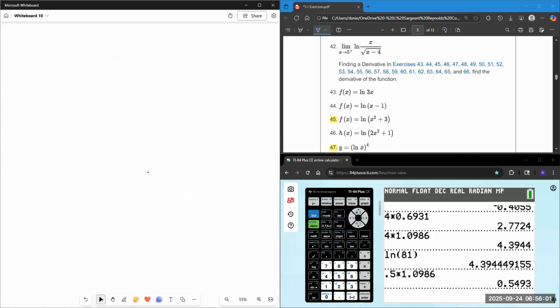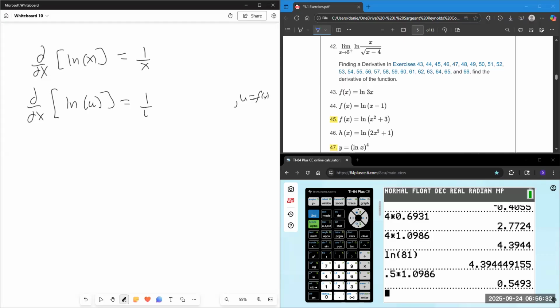Find the derivative of the function. Okay, so we have the derivative with respect to x of ln of x. That's going to be 1 over x. Let's throw in our chain rule since we know our chain rule now. What if I have the derivative with respect to x of ln of u, where u is some function of x? So that's going to be 1 over u times u prime, or times du dx.